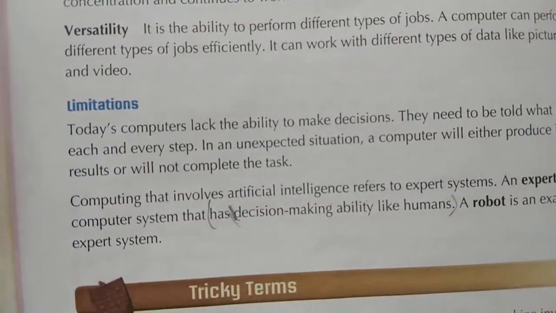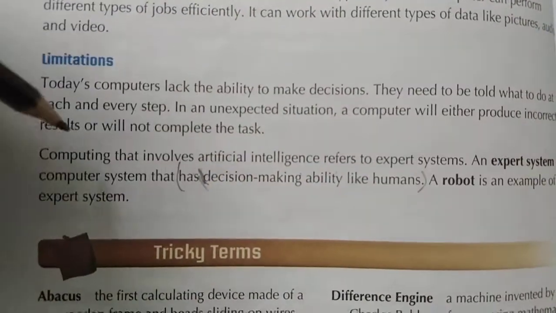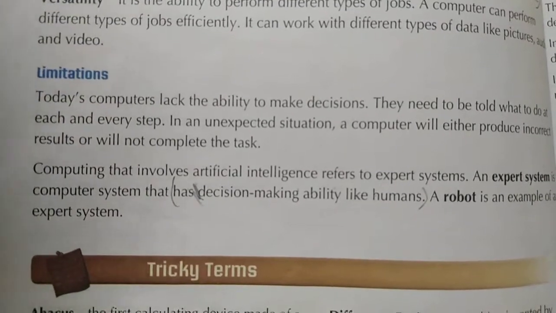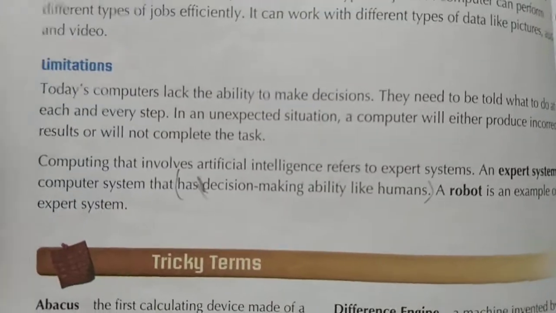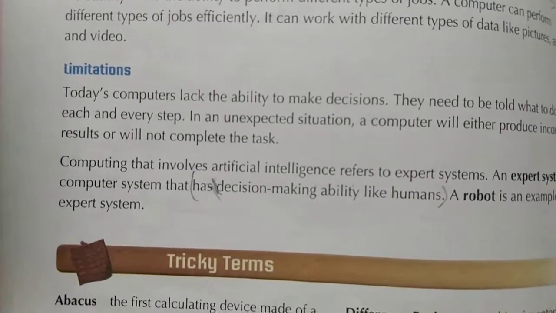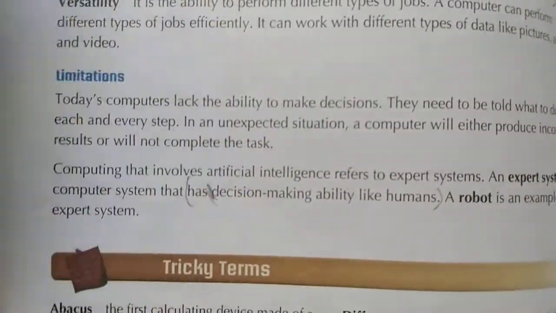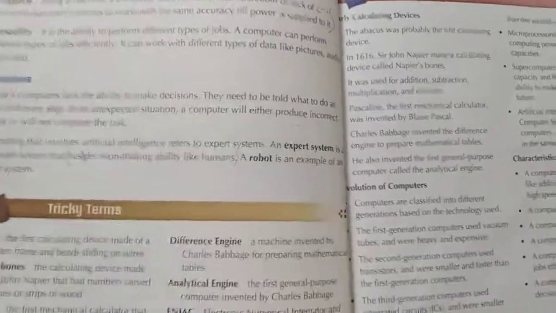Then come the limitations, meaning what the computer cannot do. A computer cannot make decisions by itself. Even though there are some computers or robots that can think, those are due to artificial intelligence, and that artificial intelligence has been fed by humans to those computers, so that is why they can think like humans. But it is just artificial. It is not natural. They cannot think by themselves.